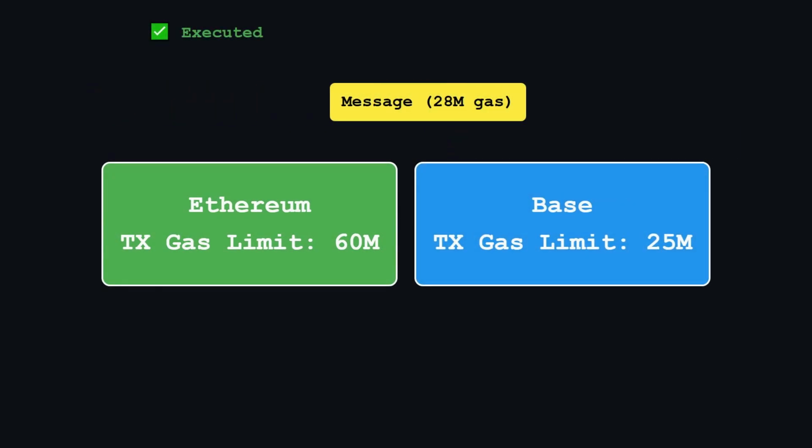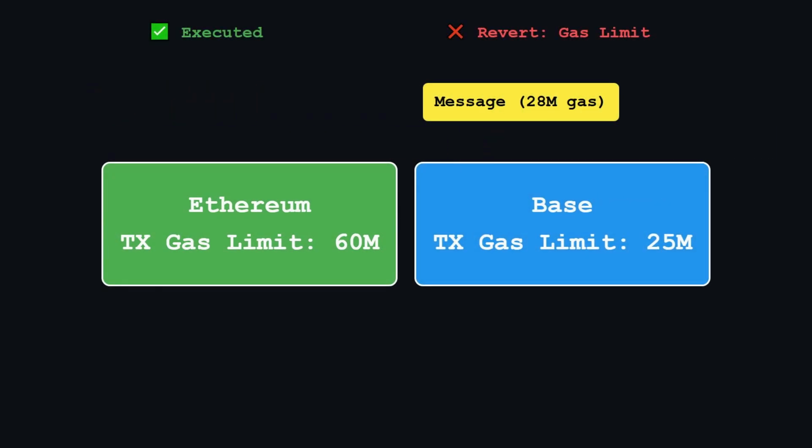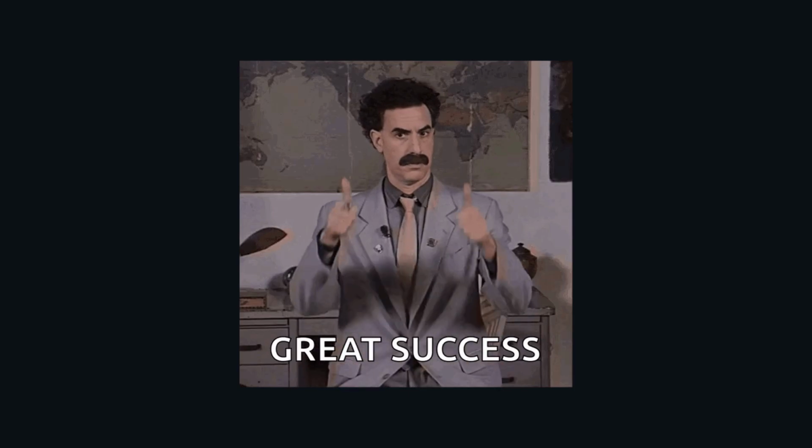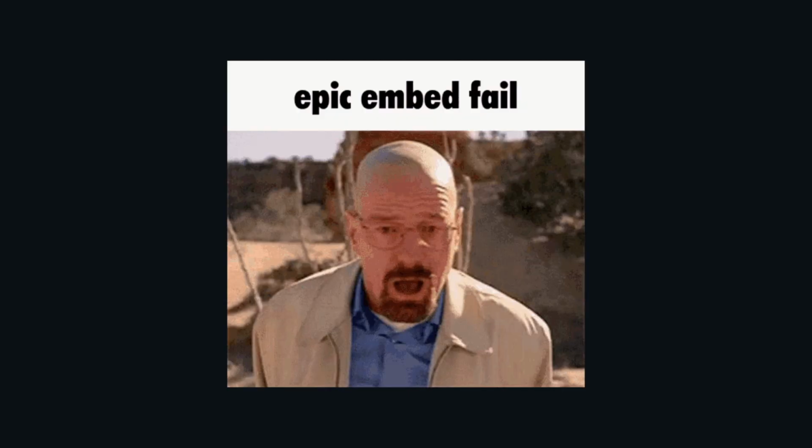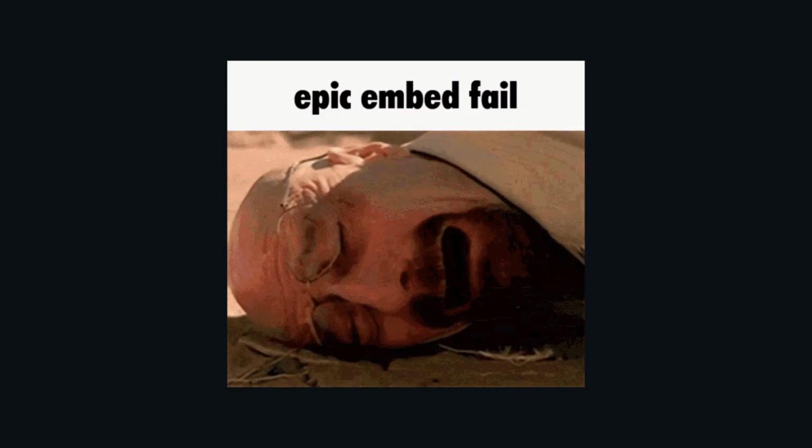On Ethereum this is fine, because blocks can go up to 60 million gas. But on Base, however, there is a 25 million gas limit per transaction. As a result, the message executes successfully on Ethereum. It gets relayed to Base. On Base, the transaction can never be executed due to gas limits.